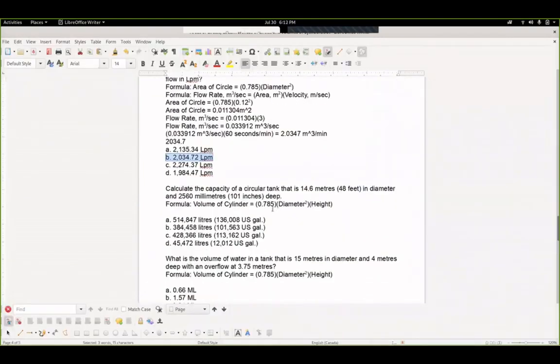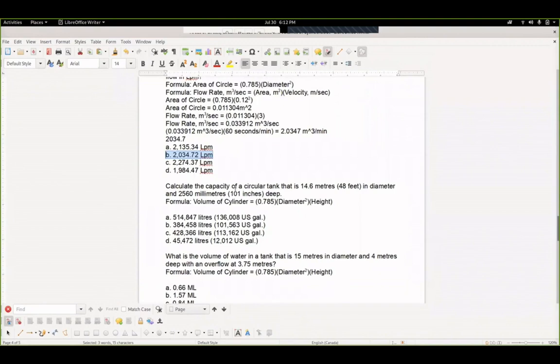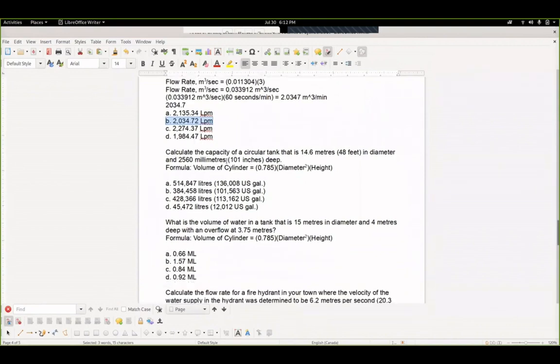Okay, so next we're going to do this question here. Calculate the capacity of a circular tank that is 14.6 meters, 48 feet in diameter, and 2,560 millimeters, 101 inches deep. So the formula is that the volume of a cylinder is 0.785 times the diameter squared times the height. So I'm going to copy this formula and plug in what we know.